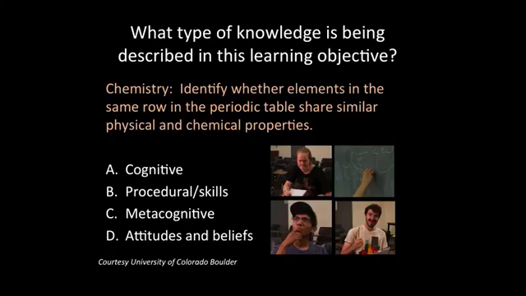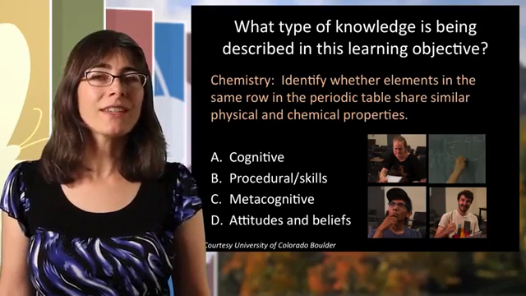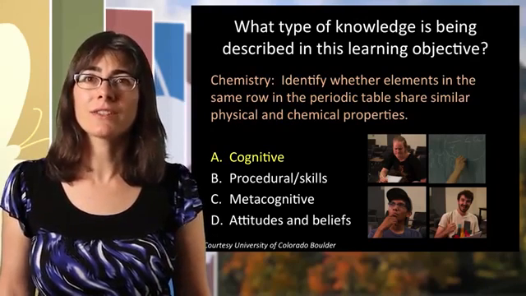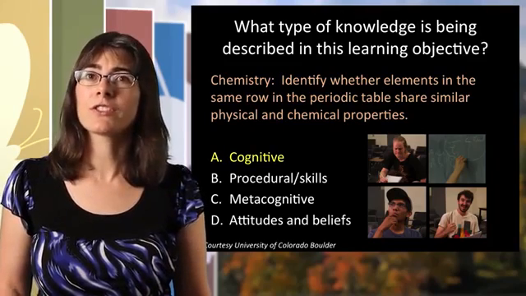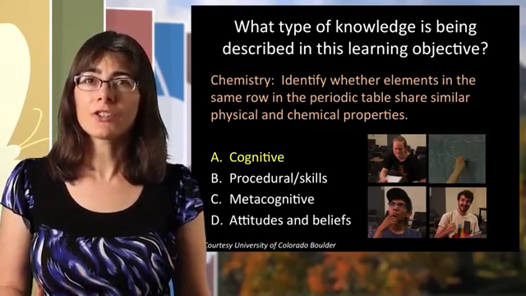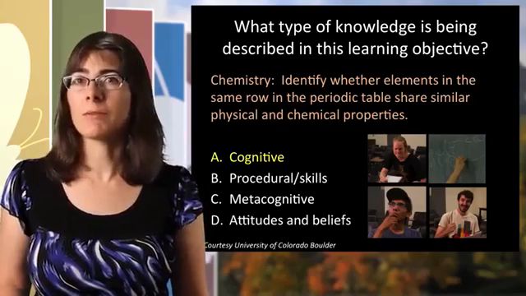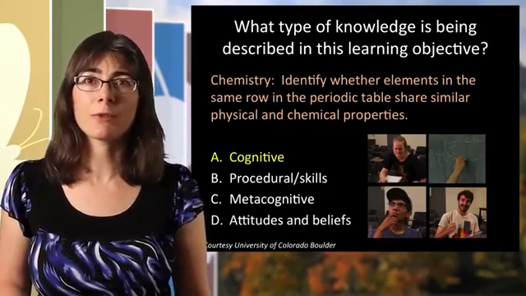So let's look at some example objectives and look at what type of knowledge is being described in that objective. So here's one. Tell me what type of knowledge you think is being sampled in this objective. So this, I would say, is an example of a cognitive skill. So we want students to be able to understand something about the physical and chemical properties in the periodic table.